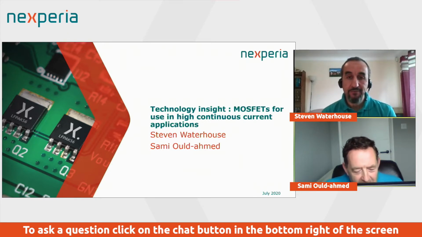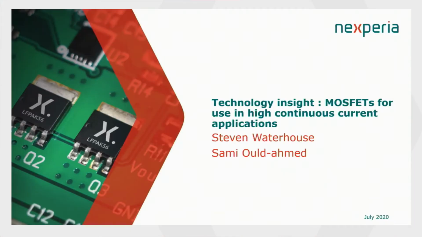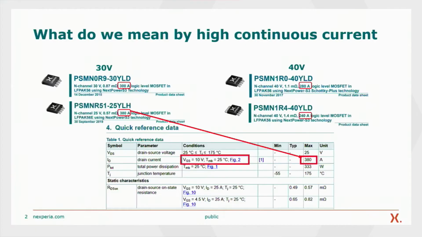Okay, so thanks for joining. Yes, today I want to talk about high current applications and MOSFETs for use in high current applications. And this is high continuous current. We talk about the high continuous current both in normal and expected fault conditions.